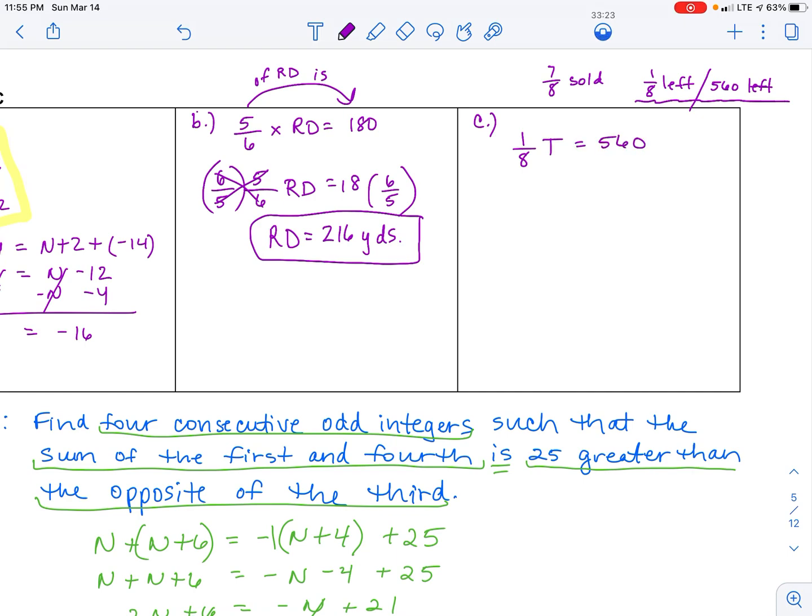You see that? Both of these are connected because it's what's left. So 1/8 of the total is 560. So let's solve this. I'll multiply by the reciprocal on both sides, and you're going to end up with 4,480.